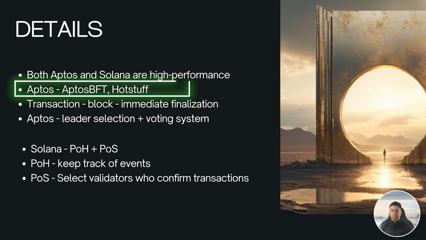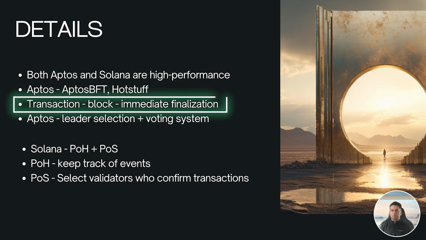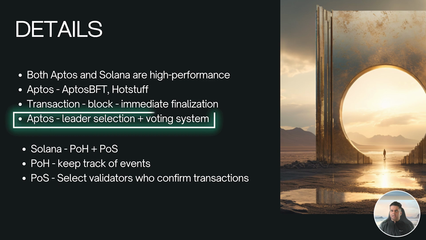Aptos utilizes the Aptos BFT consensus mechanism, which is part of the HotStuff family of protocols. One of its notable features is that once a transaction is included in a block, it's finalized immediately. This eliminates the need for waiting periods. Aptos employs a sophisticated data selection and voting system to maintain its swift performance.